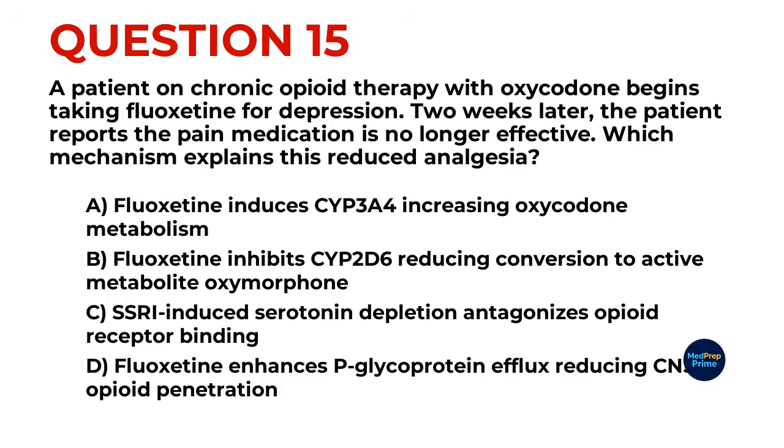A patient on chronic opioid therapy with oxycodone begins taking fluoxetine for depression. 2 weeks later, the patient reports the pain medication is no longer effective. Which mechanism explains this reduced analgesia? Option A. Fluoxetine induces CYP3A4, increasing oxycodone metabolism. Option B. Fluoxetine inhibits CYP2D6, reducing conversion to active metabolite oxymorphone. Option C. SSRI-induced serotonin depletion antagonizes opioid receptor binding. Option D. Fluoxetine enhances P-glycoprotein efflux, reducing CNS opioid penetration.